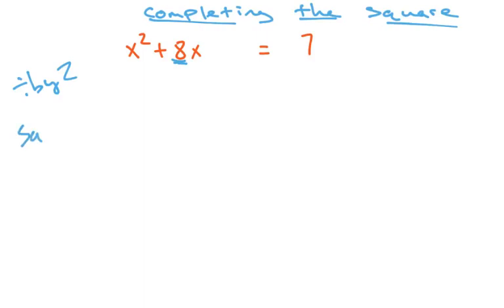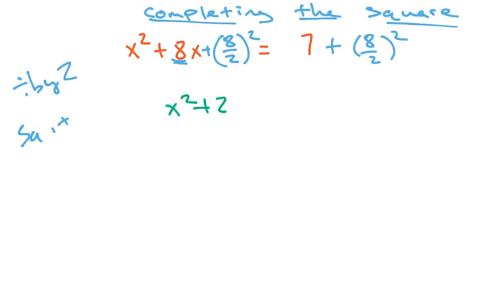and then you're going to square it. Okay? So 8 divided by 2, and then you square it. Now what you have to realize is that if I'm adding 8 over 2 squared to one side, I must add it to the other. So when I clean this up, it becomes x squared plus 8x plus 16 equals 7 plus 16.